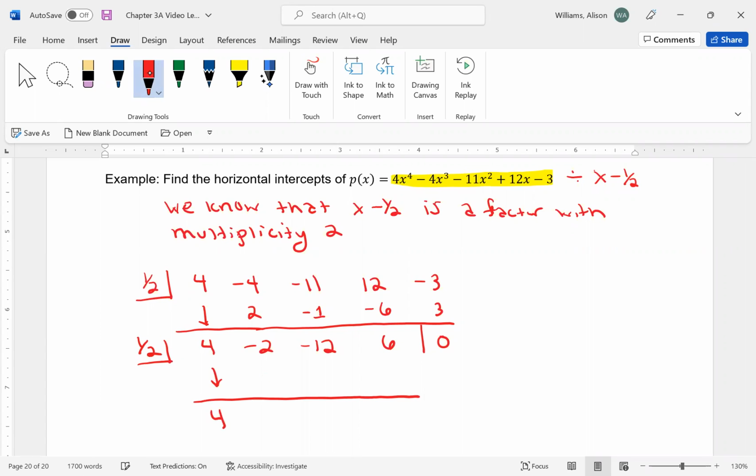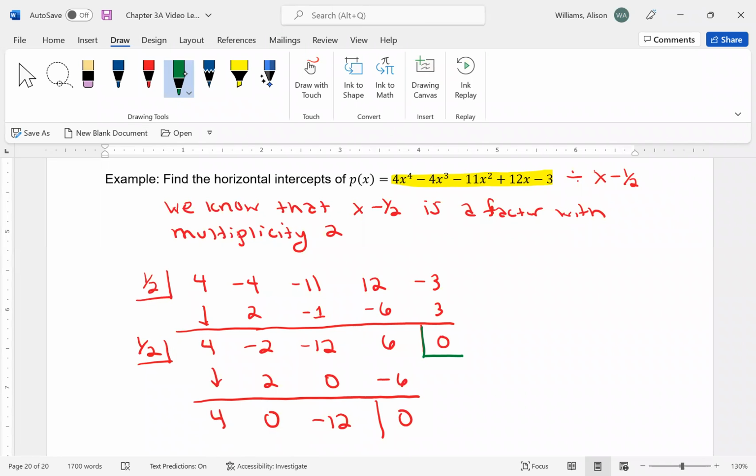So 4 times 1/2 is 2. That's going to be 0. 0 times 1/2 is 0. It's going to be -12. -12 times 1/2 is -6. And then those two add up to 0. And we're done. Because this is part of the previous problem, this 0 right here, that's the remainder from the previous problem. So I don't need to include it.